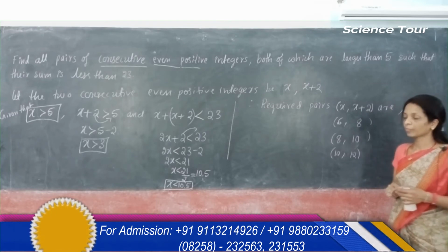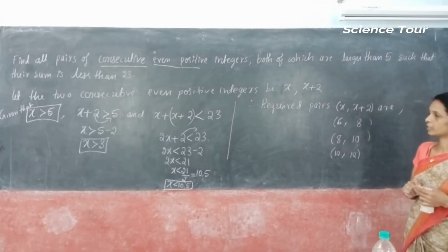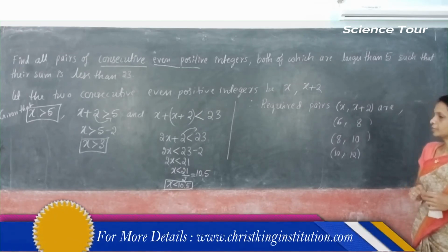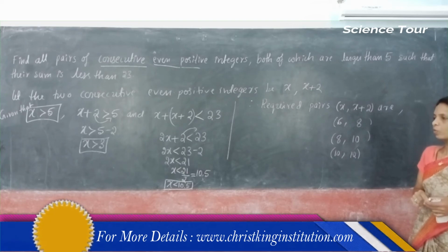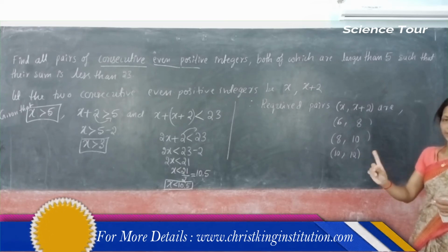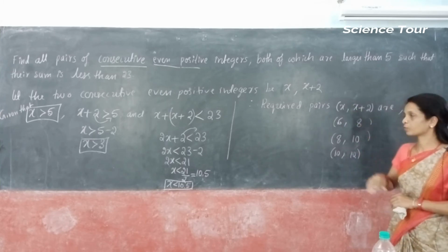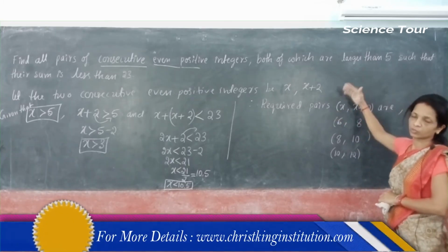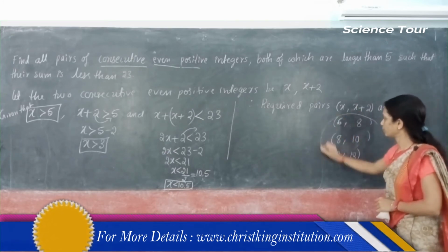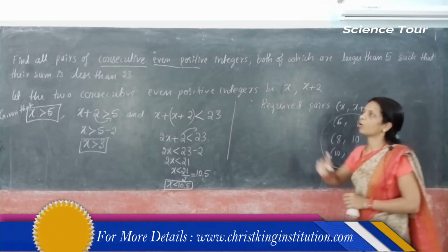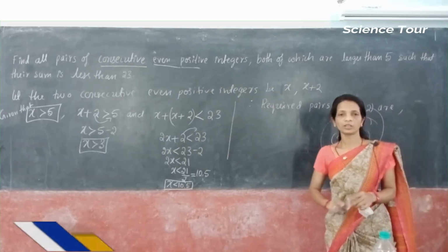Why? Because x should be greater than 3 and greater than 5. Why can we not consider them? Because that condition is not satisfied by the even numbers which are less than 6. So only 3 pairs of consecutive even positive integers you will get satisfying all these 3 inequalities.